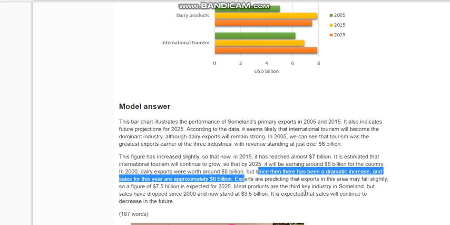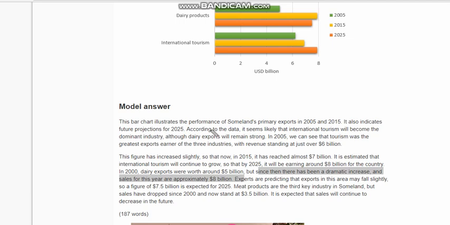Meat products are the third key industry in SumLand, but sales have dropped since 2000 and now stand at 3.5 billion. It is expected that sales will continue to decrease in the future. Okay, in this sample, I think it is a very appropriate sample for the IELTS exam. This bar chart illustrates everything clearly with complicated sentences and uses all the bars about writing, IELTS writing task 1.